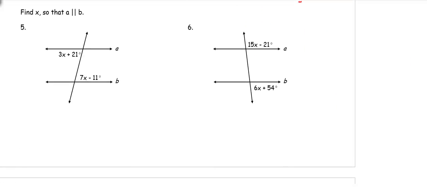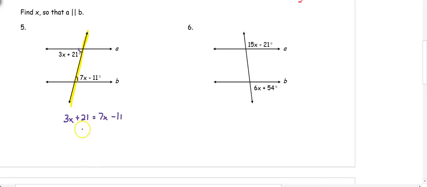So now let's use this idea to solve for x. So it's the same idea as we did the day before, it's just worded differently. So find x so that A is parallel to B. So we need to know the value of x that makes these lines parallel. So looking at our angles, these are alternate interior angles because they're between A and B and they're on opposite sides of the transversal, which means they have to be congruent. So we're going to set them equal and solve for x.